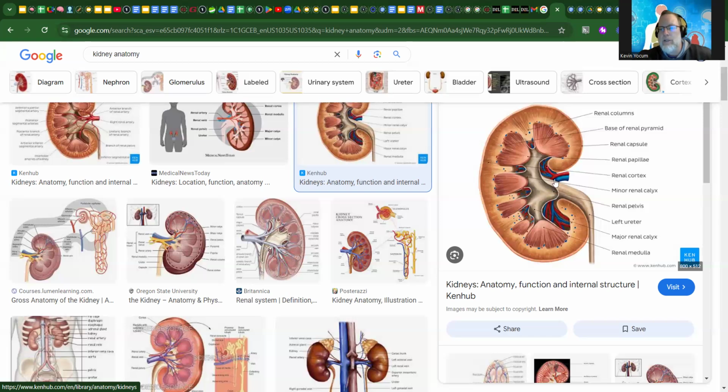And then all that urine is going to dump into what they call the renal pelvis. Okay, so the renal pelvis, and then all the urine leaves through what they call the ureter. Okay, there's the ureter. So this is what we're going to be looking at as well.